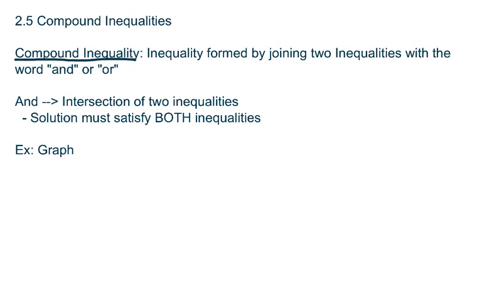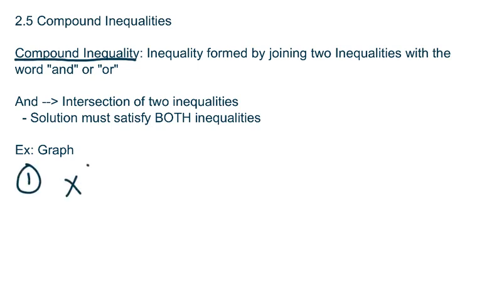Okay, we're going to start with "and" inequalities. An "and" inequality is the intersection of two different inequalities. In order for a number to be a solution, it must satisfy both inequalities. And in this section, we're going to do three different things with "and" or "or" inequalities. The first thing we're going to do is graph them. So number one here, we're going to graph.